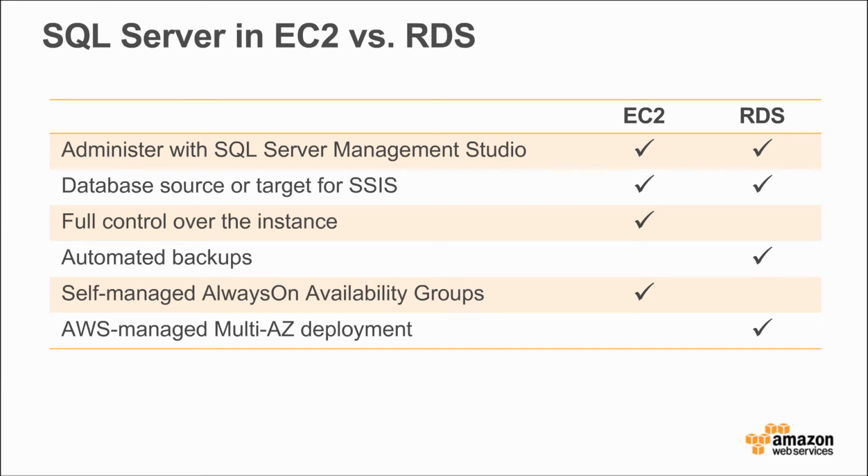Let's compare running SQL Server on EC2 versus RDS. The most significant thing to notice here is that both environments are already familiar because you can use SSMS and SSIS in either case. The bottom four rows on this slide simply reflect the differences between having a managed service, like RDS, versus full control over the instance, like EC2. With the managed service, you get automated backups and really simple support for high availability, but that convenience comes with somewhat less control over the instance.